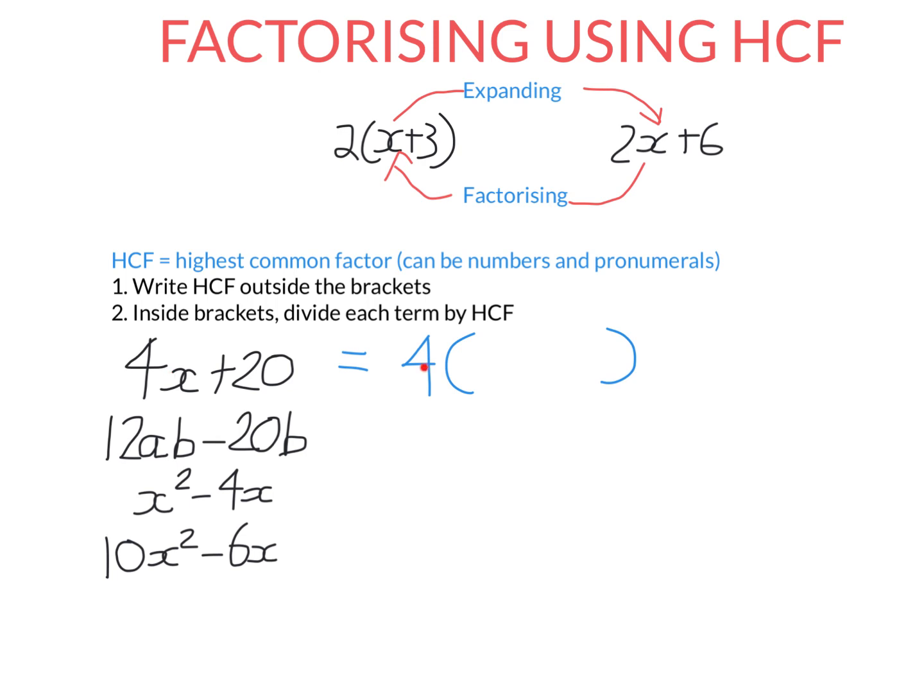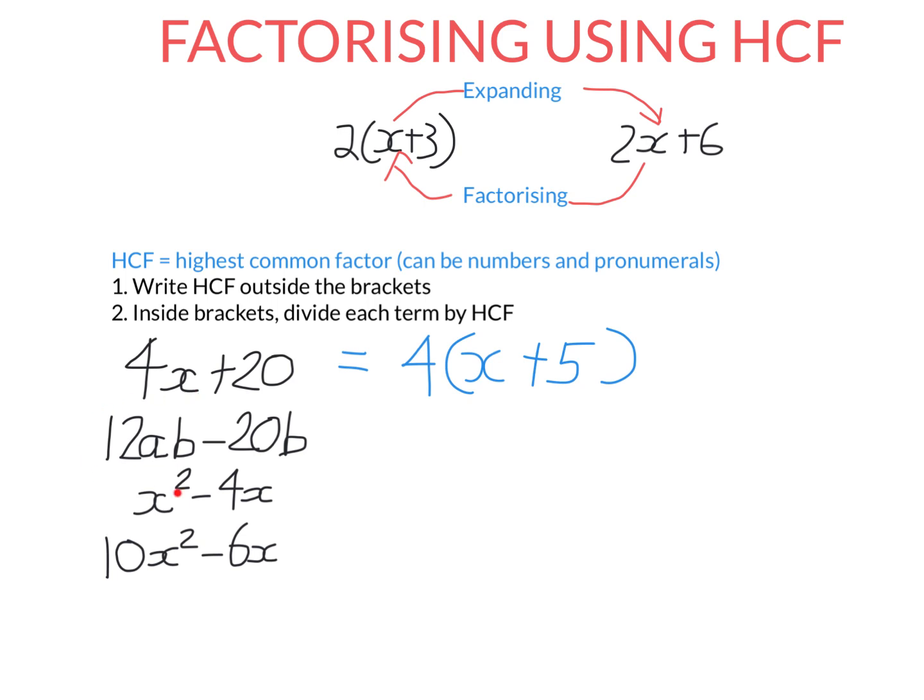So 4x divided by 4. In other words, I'm saying, what do I times by 4 to get 4x? Well, you just times 4 by x to get 4x. What do you times by 4 to get positive 20? Well, you just times positive 5. So we're done. This is our answer. We've written 4x plus 20 as something times something. If I were to expand this using the distributive law, I would get this, because expanding and factorising undo each other. So you can always check your answer by expanding it and making sure you get back the original expression. All right, that's the first one done.